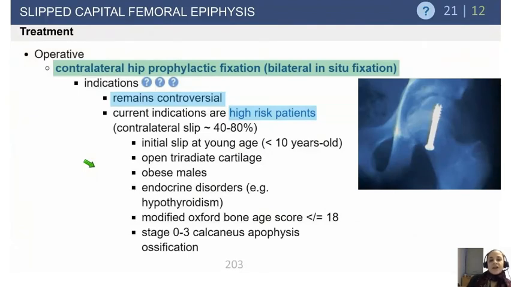So our indications for contralateral hip pinning are still controversial, but we want to do this in high-risk patients. So the most important factor that we consider is young age at initial slip. So my cutoff is generally 10 years old. Patients with endocrine disorders are another group that you really want to consider contralateral pinning in, and the rest of these are actually just staging that indicates skeletal immaturity.